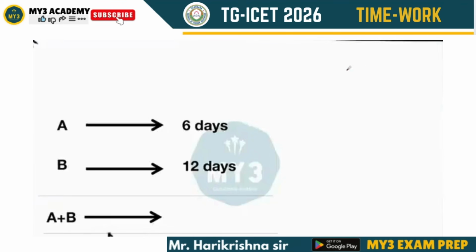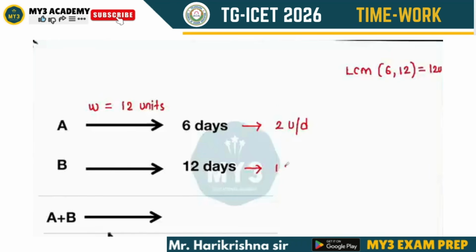First, observe the numbers in the question, take the LCM of the numbers. LCM of 6 and 12 is equal to 12. So I am assuming that the total work is equal to 12 units. A is able to complete 12 units in 6 days. That means he can complete 2 units of the work in every 1 day of time. B can complete 12 units in 12 days. That means he can complete 1 unit of the work every 1 day.